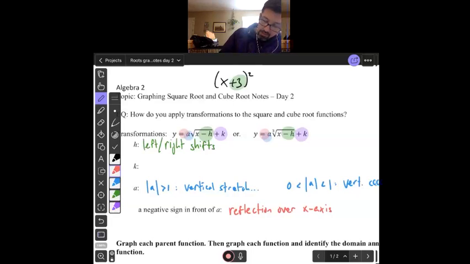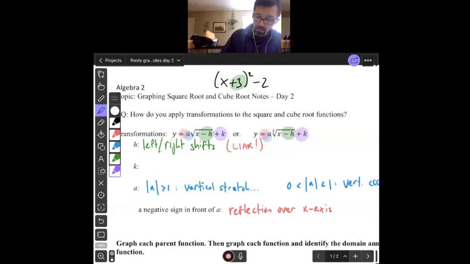But darn old H, right? H is a liar. Okay. So inside the function, inside the radical, under the radical, those are our left and right shifts. Okay. So what if I throw on a -2 there? So Mason, what's that -2 going to do to the graph? Down 2, right? So after the function, outside of the function is where our up and down shifts happen.